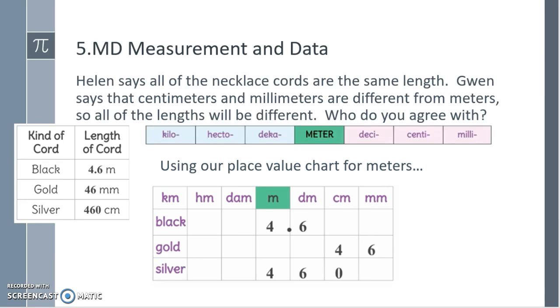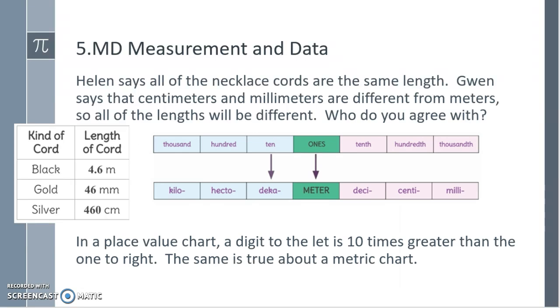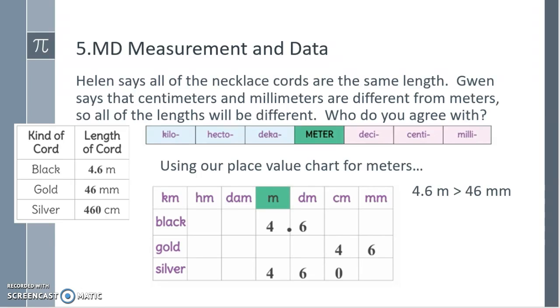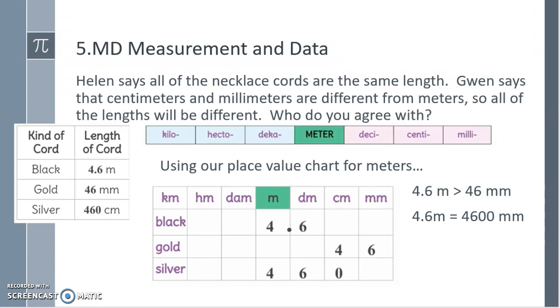So using our place value chart for meters, I can list that 4.6 meters, or 4 and 6/10 of a meter, would land right here on the chart, and 46 millimeters would land with the 6 in the millimeter category because that is the last name for it. And 460 centimeters, the 0 ends at the centimeter category because that is where the last place value is. I see that 4 and 6/10 of a meter is greater than 46 millimeters.